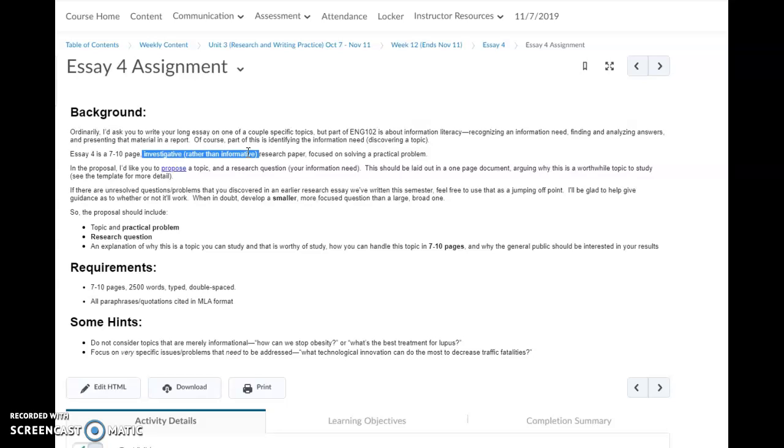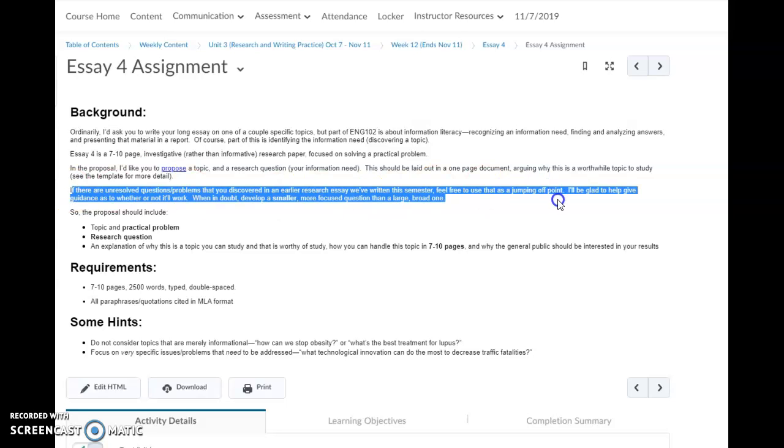It is a 7 to 10 page paper. It's a detailed research project. If there are some unresolved questions or problems you discovered in an earlier research essay you've written, that's fine. You can certainly use that as a jumping off point, but it's question. If there's no unresolved question, I don't think there's anything to do. I'm glad to help you try to come up with a topic here.